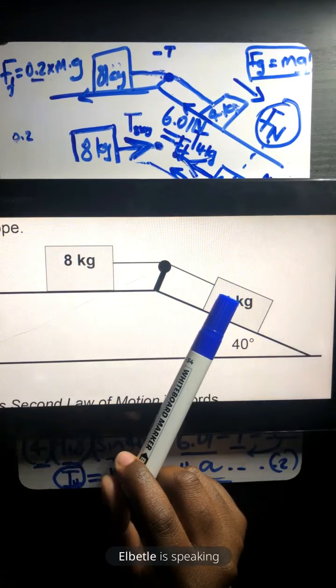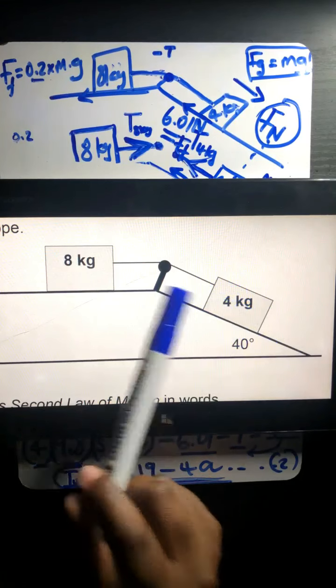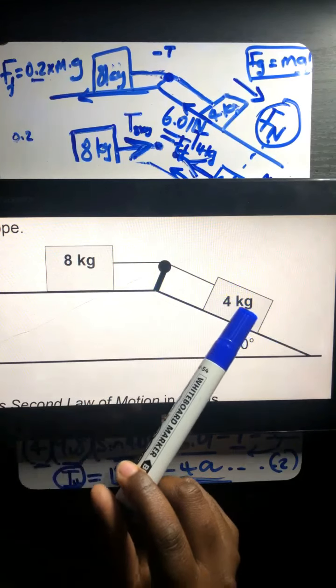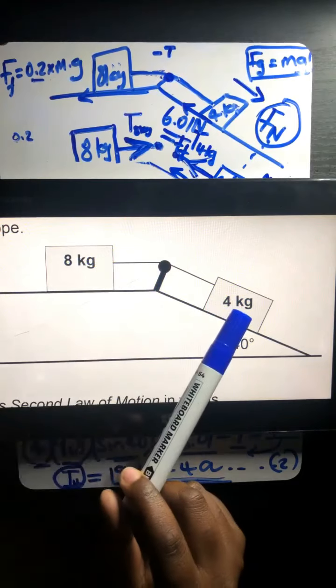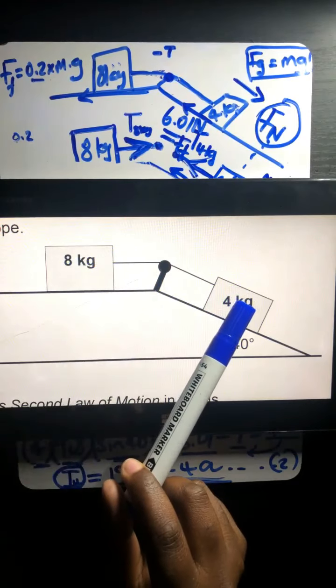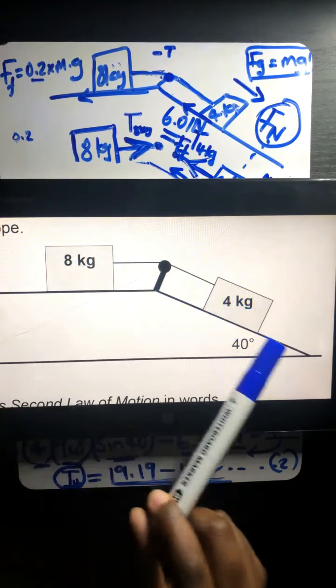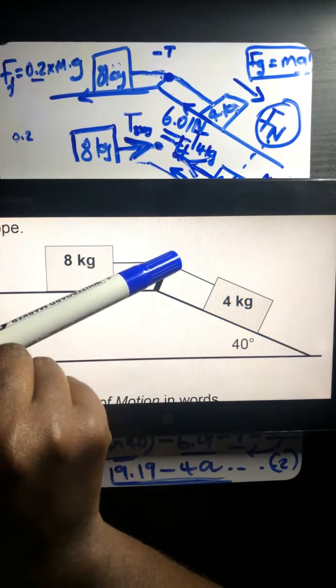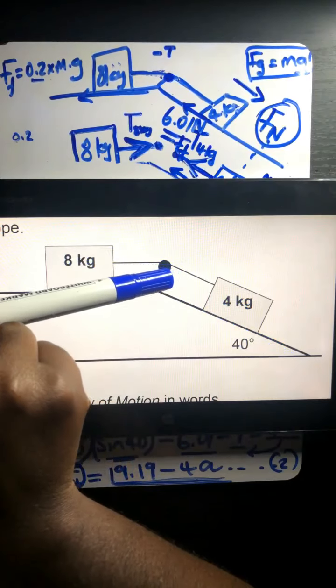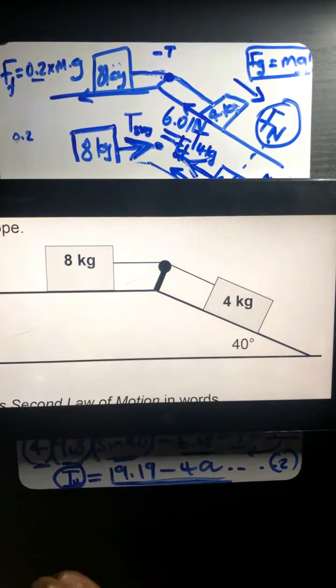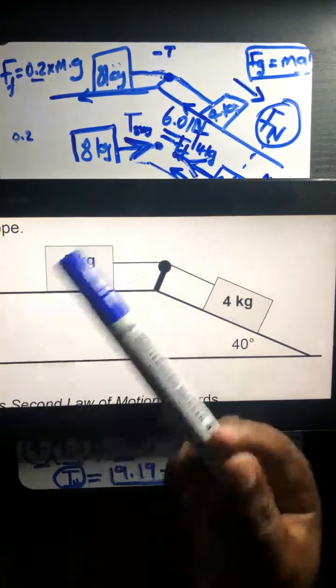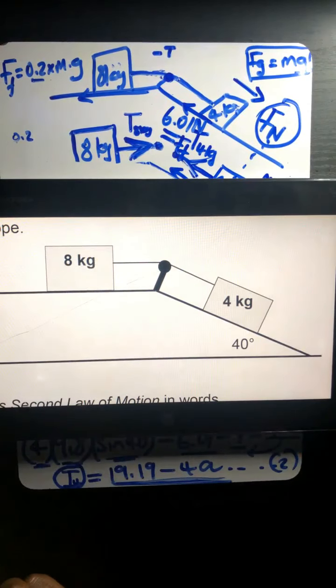But yes, if you exchange this mass, you put this one there and you put that one there, can you see now this one is going to have more mass on an incline, which means it's going to slide even faster because it has more weight. Yes. So does that part make sense?